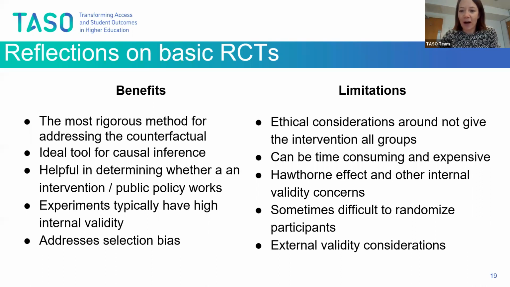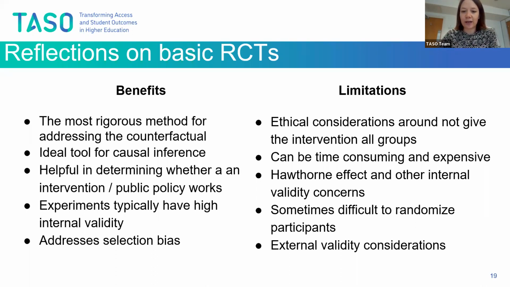Experiments typically have high internal validity, so the extent to which you can be confident that a cause and effect relationship is not explainable by external variables or confounding variables means that we have high internal validity. And then it also allows us to address the selection bias. So people are not self-selecting or opting into the trial, they're being randomly allocated, which means that we account for that bias that sometimes exists in other methodologies.